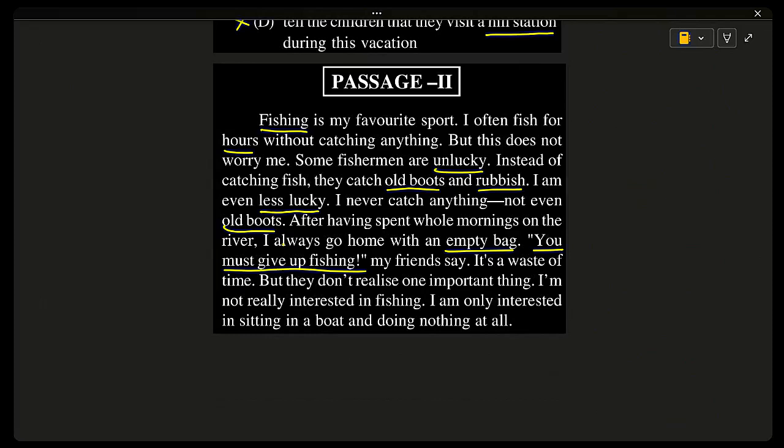But they don't realize one important thing. So one important thing they are not realizing, his friends. What is that? I'm not really interested in fishing. Oh, what? He is not at all interested in fishing. I'm only interested in sitting in a boat and doing nothing at all. So this is the reason why he's not catching fish, because he's not interested in fishing actually. What he's interested in is only sitting in the boat and enjoying the view. Nothing at all. That means till now he is not trying to catch the fish. That is the reason. He's just sitting in a boat and enjoying the view. That's why he's not catching the fish. Okay, now let us answer the questions.